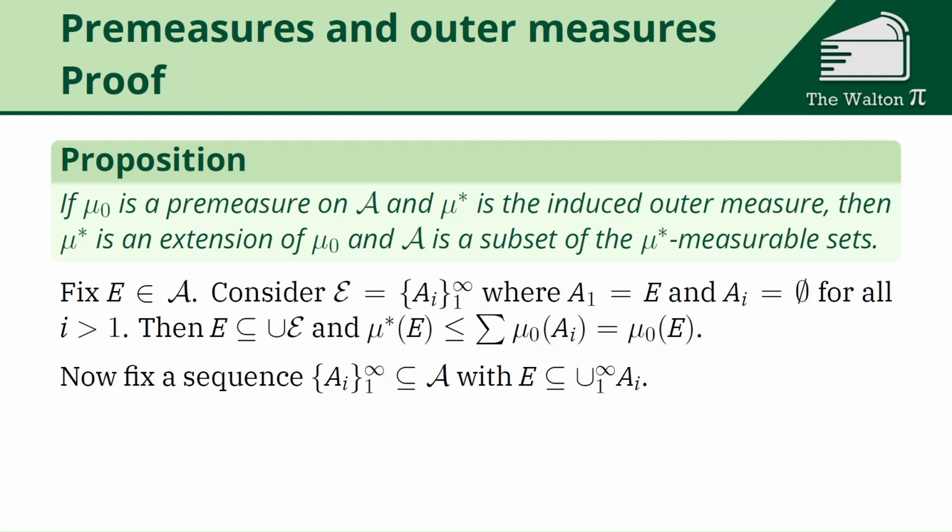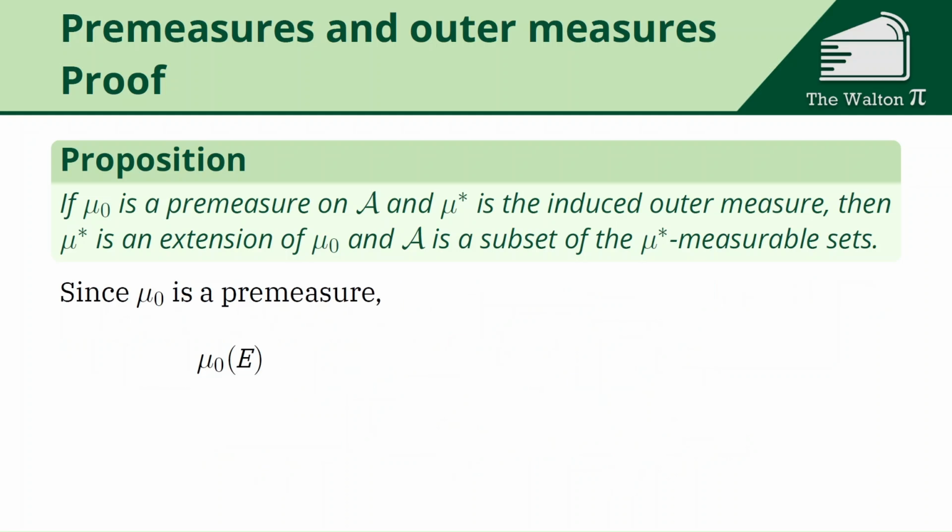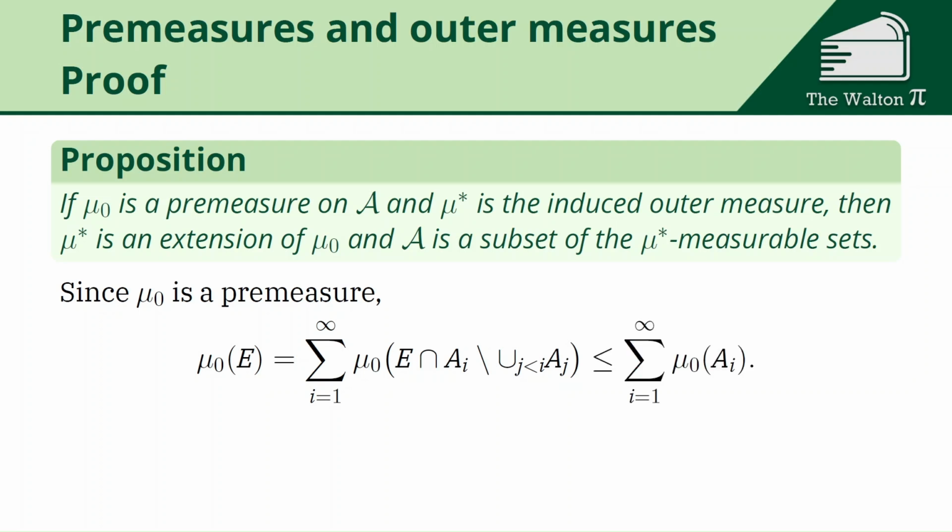Now fix the sequence of A_i's with E being contained in the union of the A_i's. Then E is the union of the E intersect A_i's, which is equal to the union from 1 to infinity of E intersect A_i minus the union of the A_j's, where j is less than i, which is an element of A. And since mu naught is a premeasure, mu naught of E is equal to the sum from 1 to infinity of mu naught of E intersect A_i set subtraction of the union of all j's less than i of A_j. This is less than or equal to the sum from 1 to infinity of mu naught of A_i.